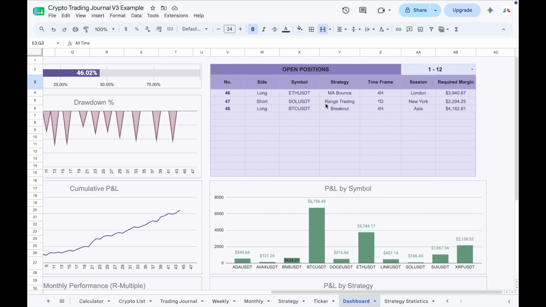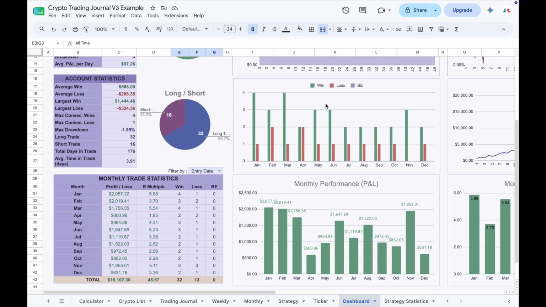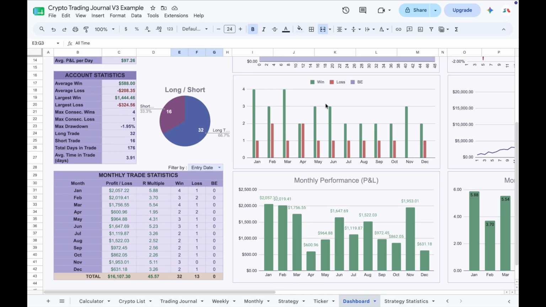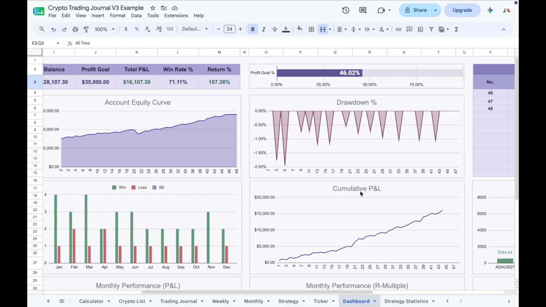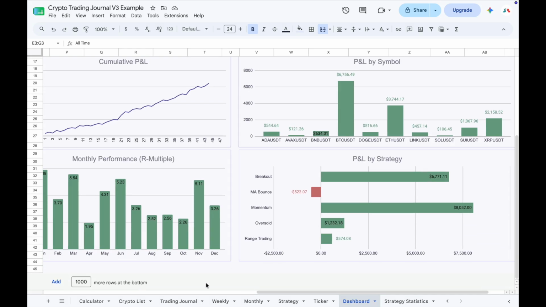Instead of scrolling through hundreds of rows, the dashboard gives you a clear picture of what's working and what needs improvement. And that's a complete walkthrough of the updated Crypto Trading Journal. At the end of the day, successful trading isn't just about finding the next winning setup. It's about building a process, managing risk consistently, and learning from every trade you take. That's exactly what this journal is designed to help you do.